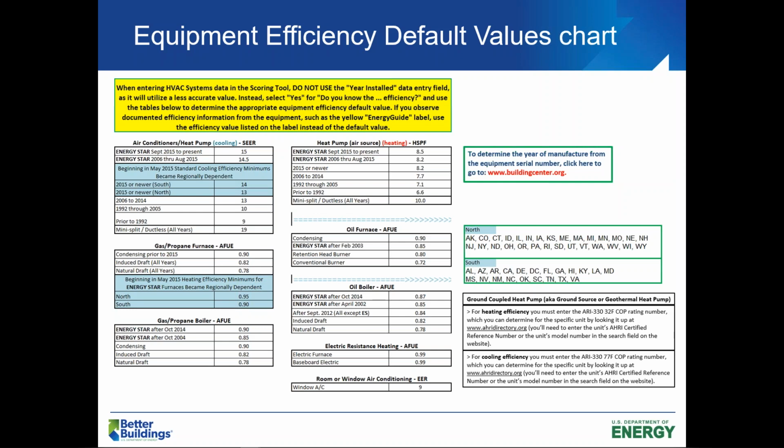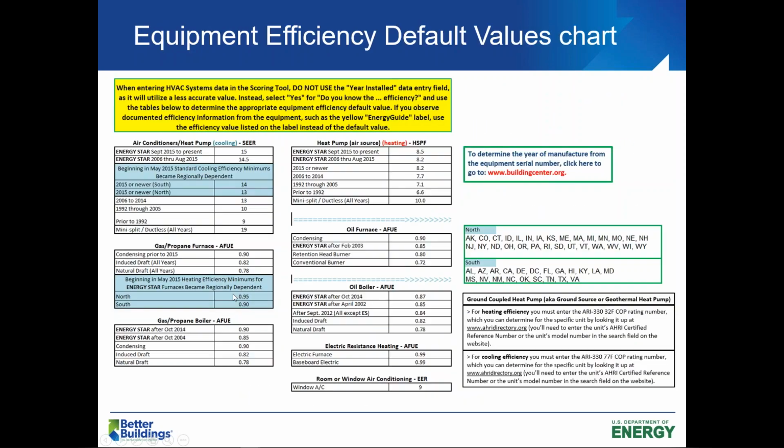The oddity in all of this is that as of May 2015, the minimum efficiencies became climate dependent. So if you are in the southern climates as defined by the box on the right side, then the minimum for cooling on a heat pump or an air conditioner is a 14. Whereas if you're in the north, again as defined by the boxes, then it's only a 13.